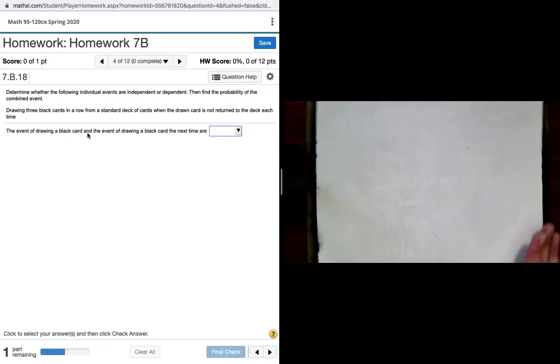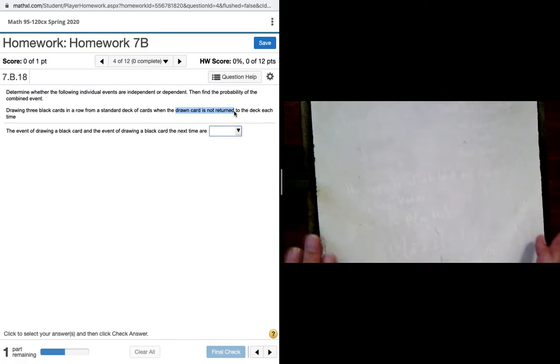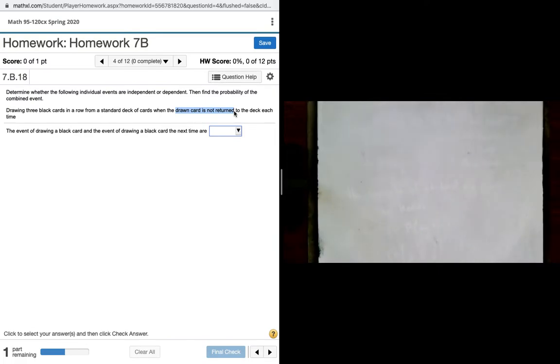So this problem says we're going to draw 3 black cards in a row from a standard deck of cards, and the card is not returned to the deck. This is the most important part of the question. If the card is not returned to the deck each time, then just like in that jury problem, we have a different denominator each time.